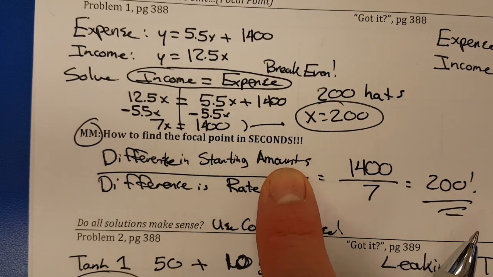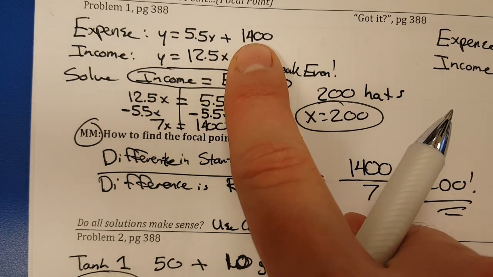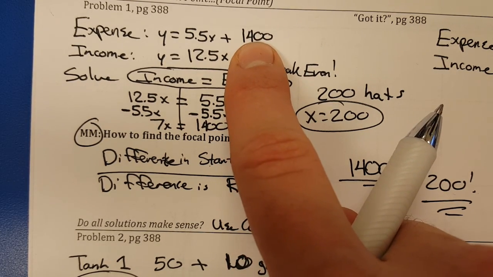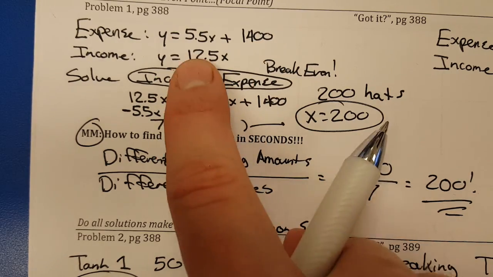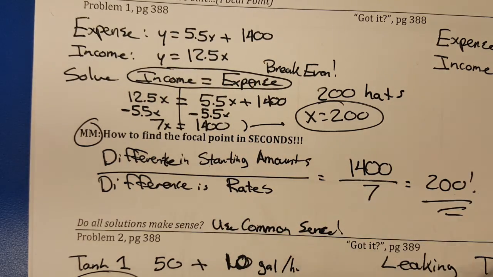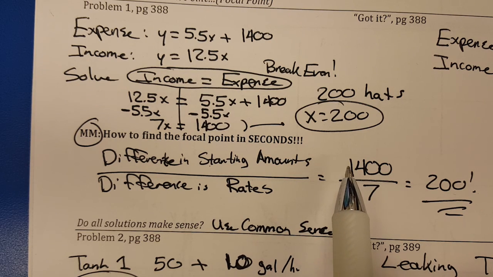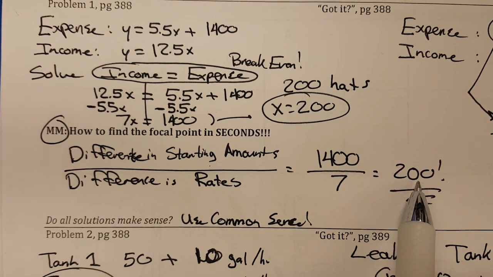So the difference in the starting amounts: to advertise, you need to spend $1,400. There's really no starting amount to sell. That's what you did. You spent that much money. And then how much faster, or how much more are you selling them than what you are making them? $7. Okay, so when does that 1,400 head start get caught up by that $7 that you make back on each hat? 200 hats.